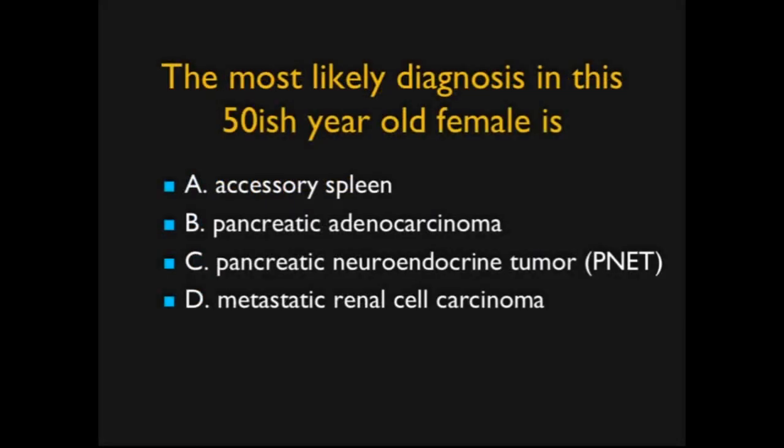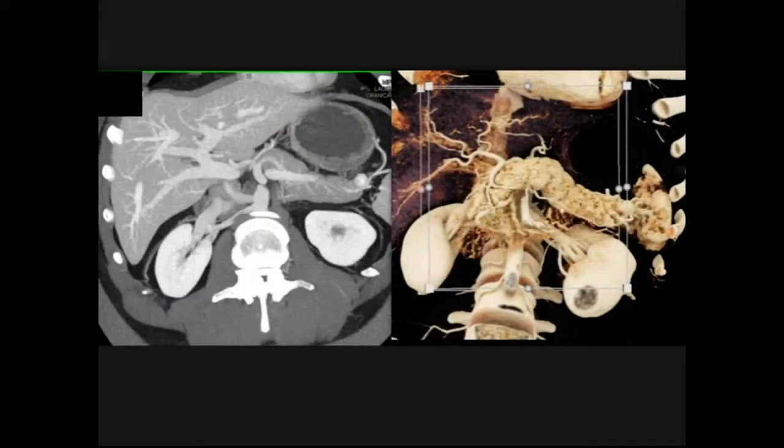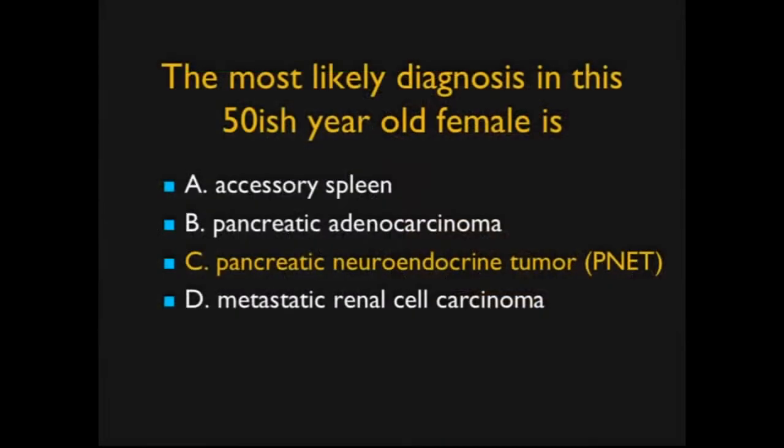The most likely diagnosis in this 50-ish-year-old female is there's a vascular lesion, tail of pancreas, which is shown on the MIP imaging as well as on the cinematic imaging. You could consider, based on location, an accessory spleen, but it is brighter than the spleen. It's not an adenocarcinoma, and the kidneys are present, so it's unlikely to be renal cell metastatic. This is a classic example of a pancreatic neuroendocrine tumor. Just a very, very nice example.